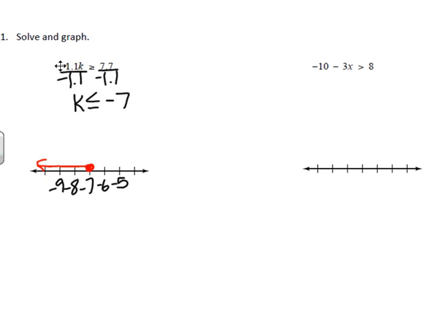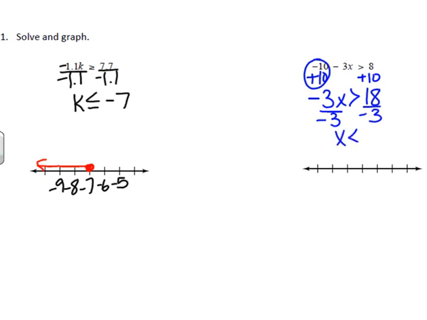All right, second part, we're going to start by adding 10 on both sides. So we get negative 3x is greater than 18. Divide by negative 3. X is less than, we need to flip the sign, negative 6. So we're going to put negative 6. And this time we need an open circle to all the numbers to the left.